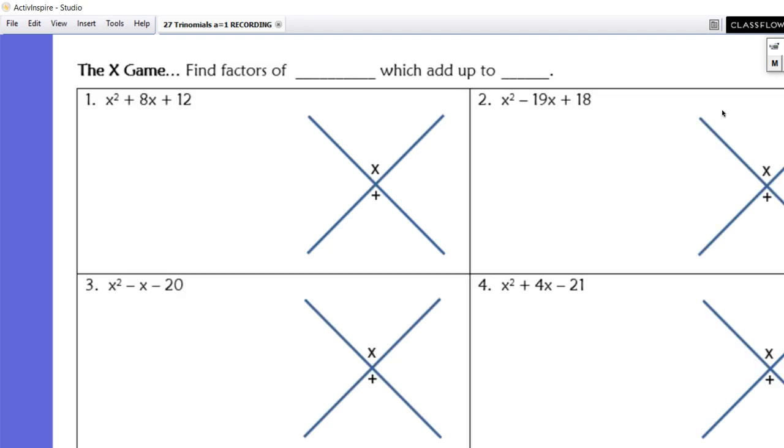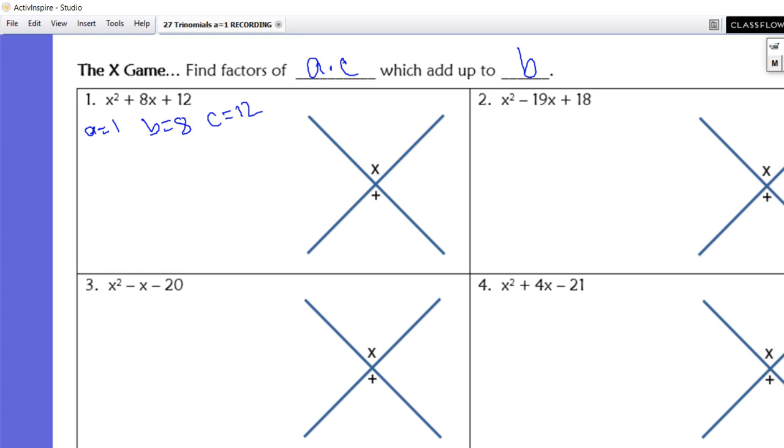Okay, so our next thing we're going to do is what Delta Math calls the X game. This is finding factors of a times c which add up to whatever b is. So this is where we need to know our ABCs. In problem 1, the number in front of the x squared is an implied 1, so a is equal to 1. B is in front of the term which has x to the first power, so b is equal to 8. And c is the constant. C is equal to 12.